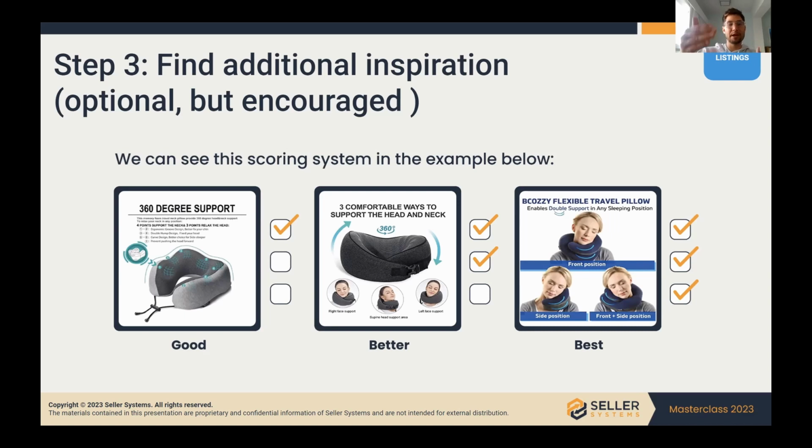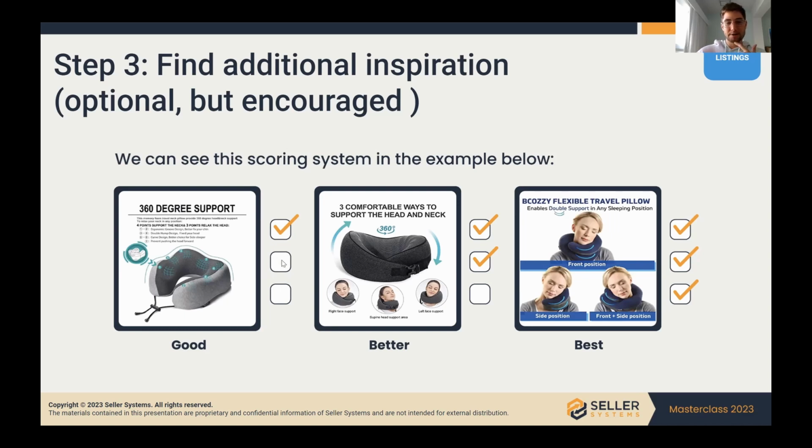I can see here it's saying 360-degree support, but that's about it, right? If I really look at this, I can say, okay, I guess they're trying to tell me that this pillow has good support for your neck, right? Probably 1 point here, maybe only half a point. I don't think this does a great job of explaining to me what the point of this graphic is.